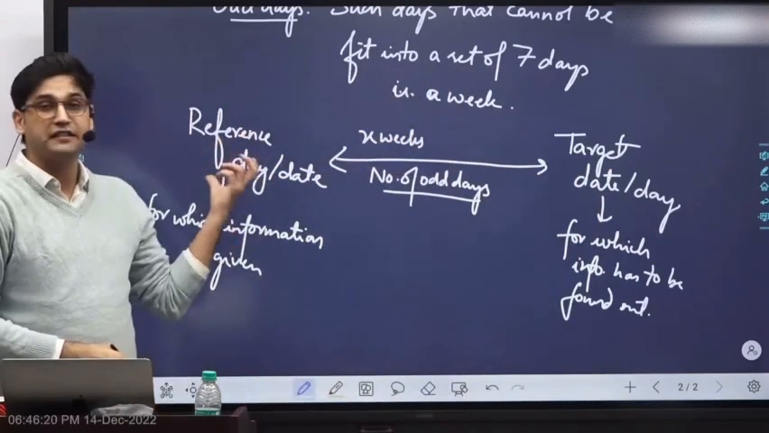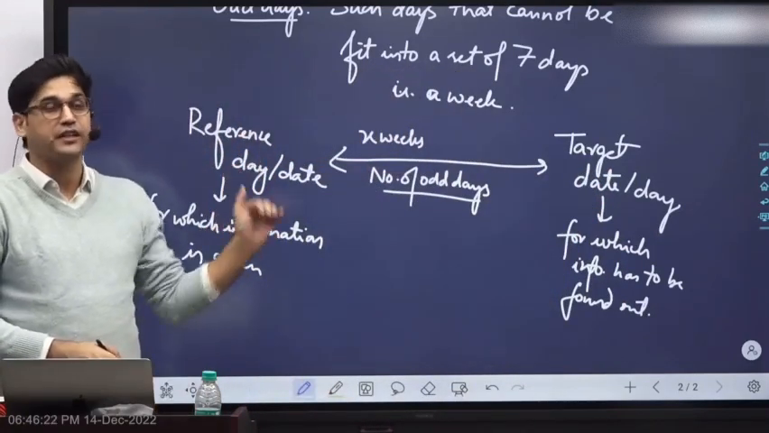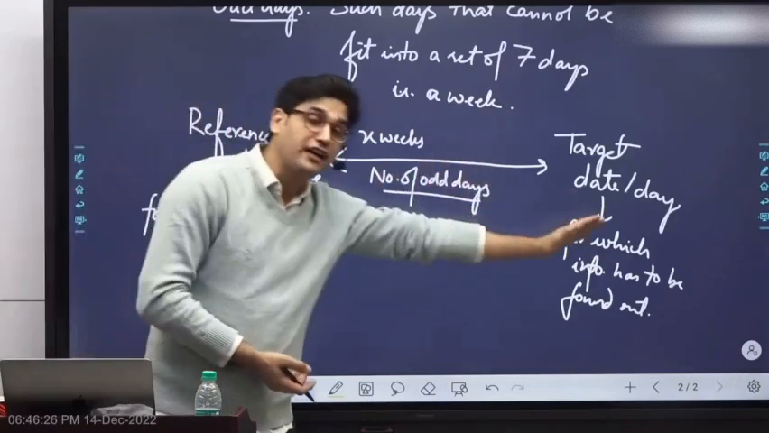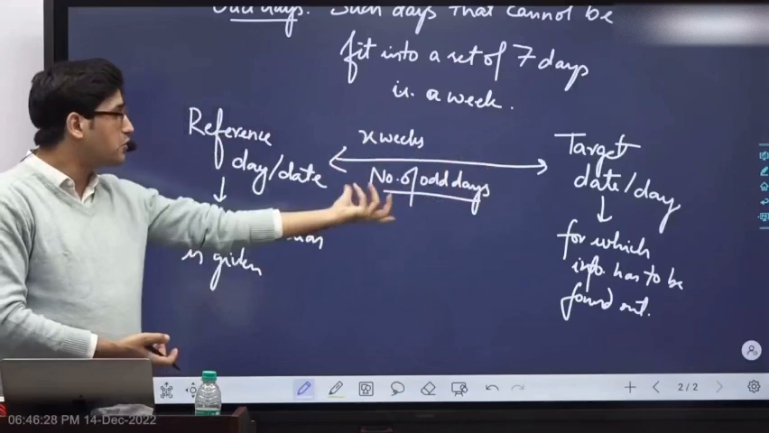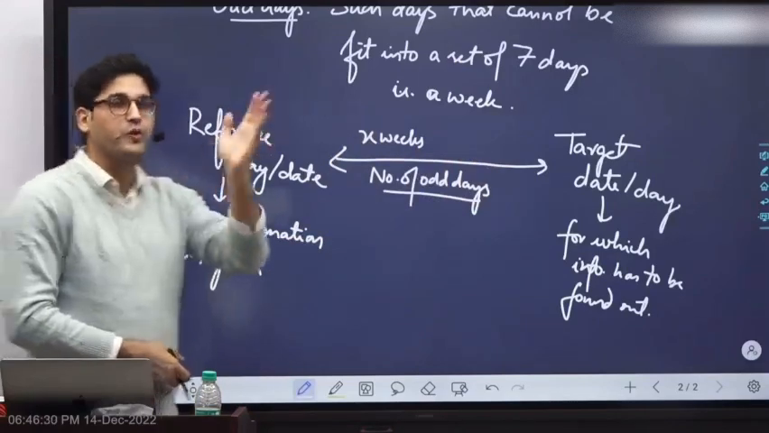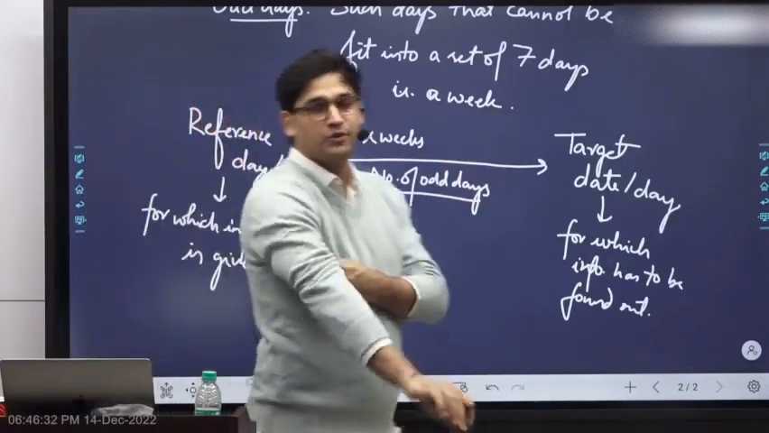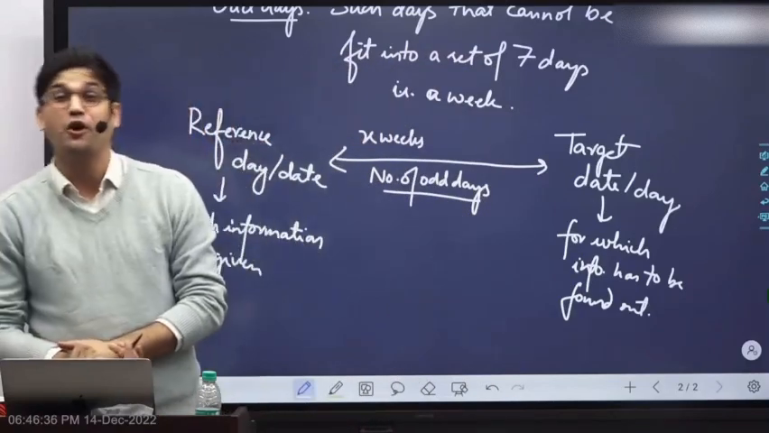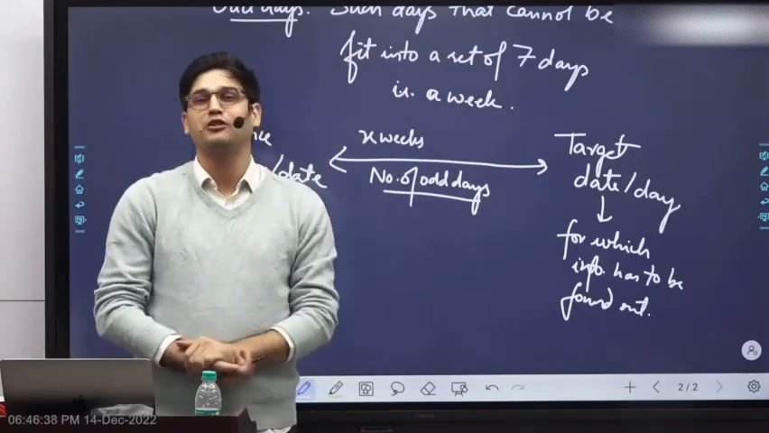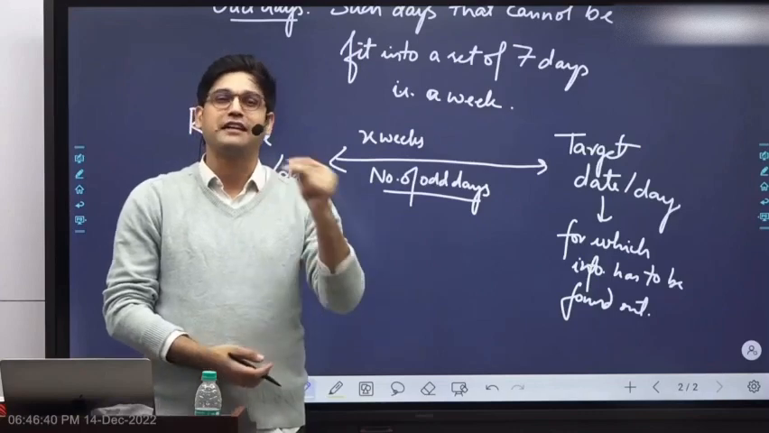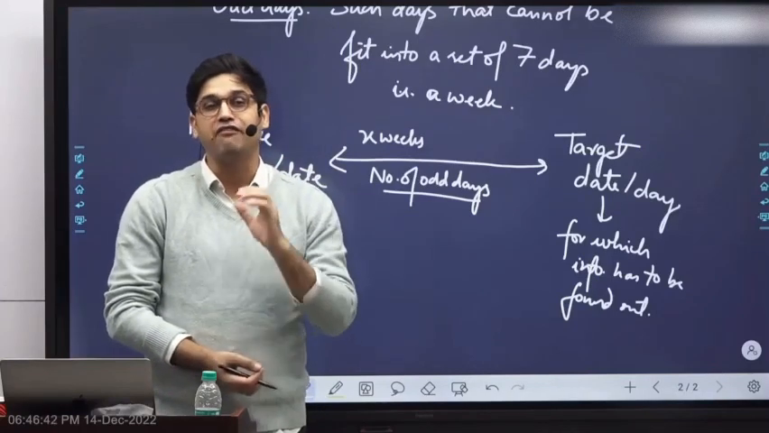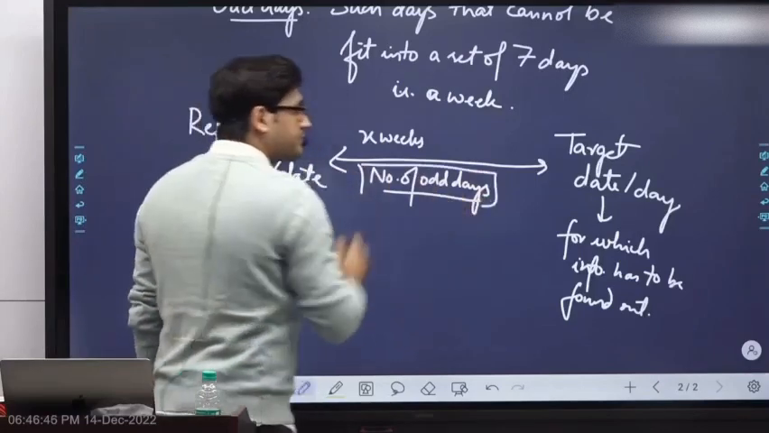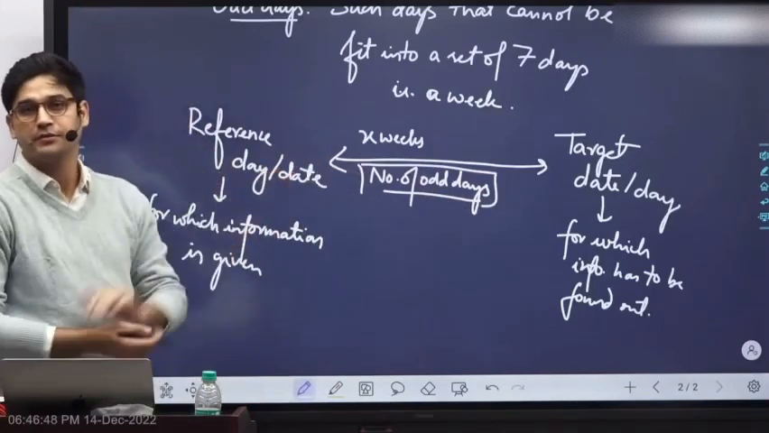Between the reference day, for which information has been given to me that this is this day of the week, and the target date, only if I know the total number of odd days, there is no question on calendar that I cannot solve. The only thing that is of interest to you is the total number of odd days. Once you get to finding out the total number of odd days, it's a cakewalk for you. Calendars are very, very easy. It is just about this concept of odd days.